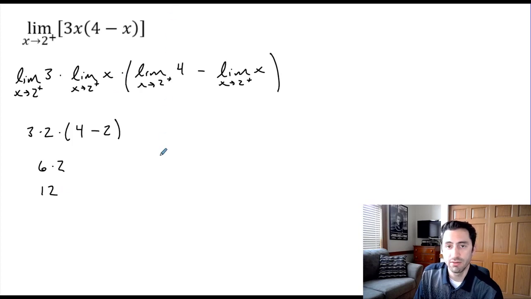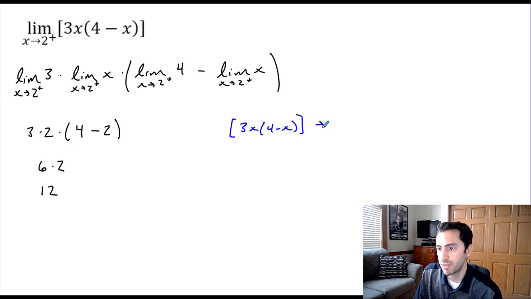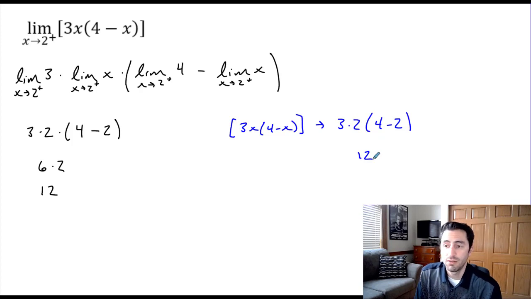And the same idea, exactly as we saw on the last one, if I were to just plug in 2, I should also end up with 12. So our original function was 3x times 4 minus x. And if I just plug in 2, we have 3 times 2 times 4 minus 2, which is 12. And again, over here, this is the math, and these are the properties that we are following that allow us to do this. It's equivalent to just plugging in 2 and seeing what the answer is.